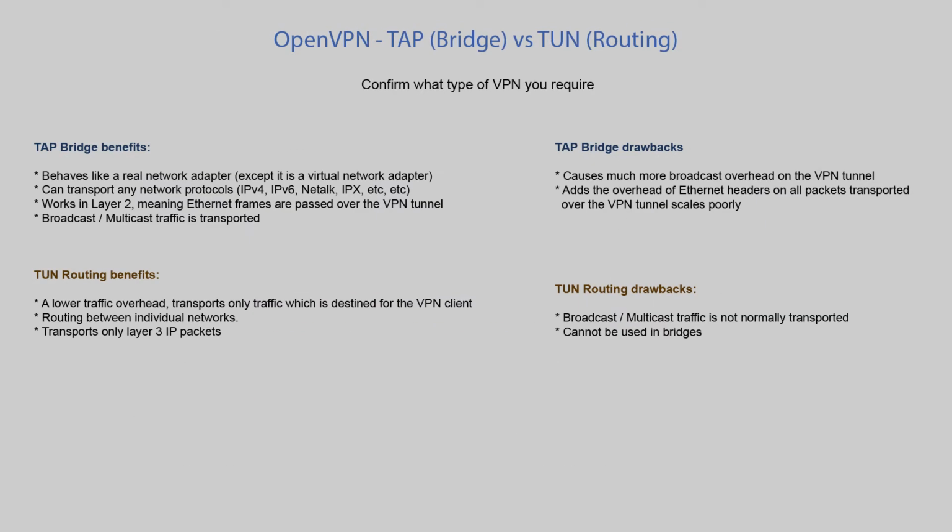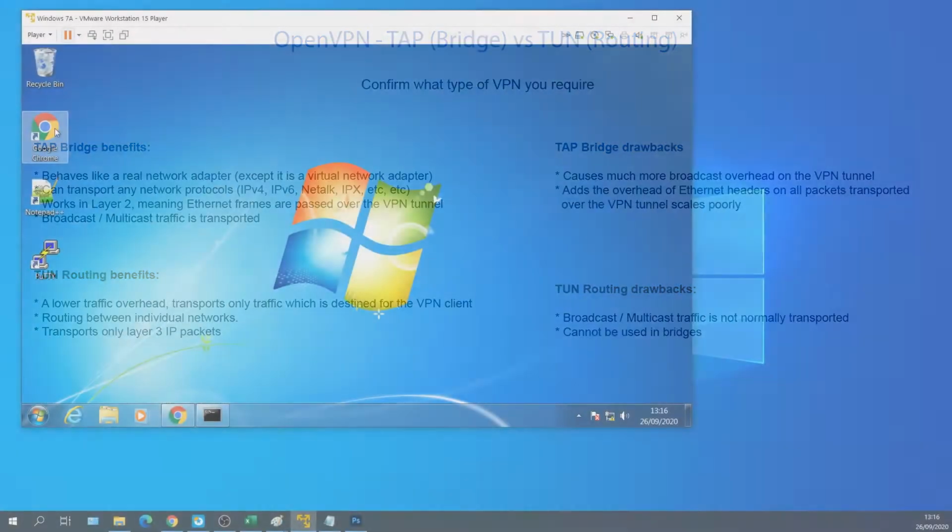Just before we begin, there's two methods to set up a VPN, either by using bridging or routing. Typically, you would use bridging to connect two sites that are using the same subnet. The VPN would then act as a switch between these two sites. Bridging is ideal for sending multicast and broadcast traffic, which is not normally forwarded when using a routed VPN. This video will focus on setting up a Tun routed VPN.